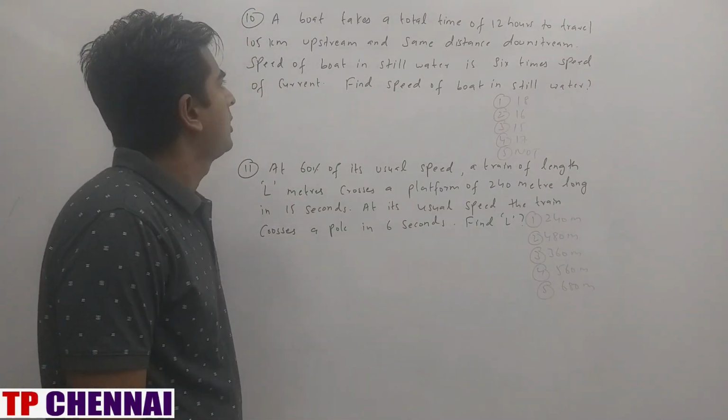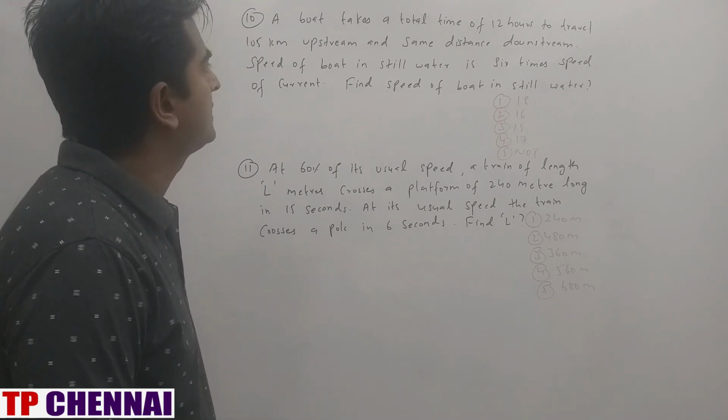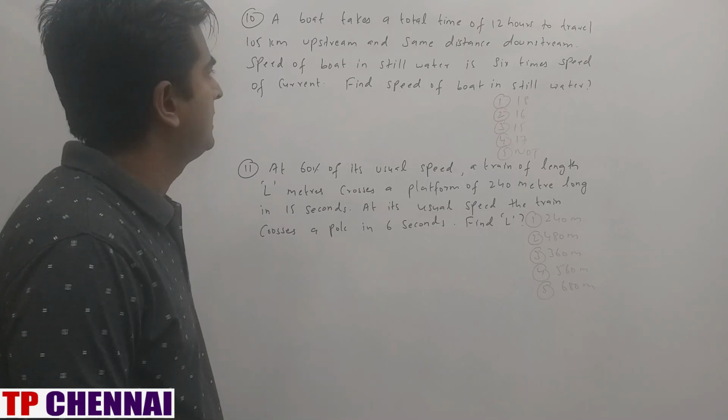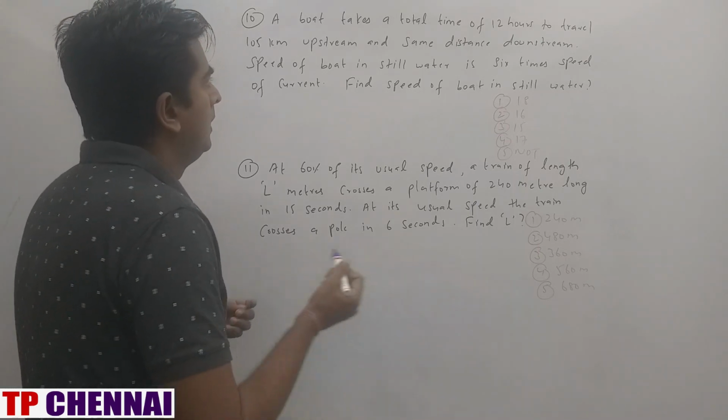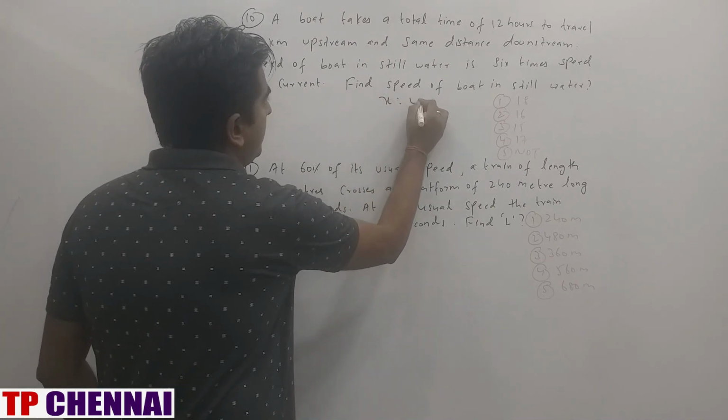A boat takes a total time of 12 hours to travel 105 km upstream and the same distance downstream. The speed of the boat in still water is 6 times the speed of the current. Find the speed of the boat in still water. So here the speed of the boat in still water is x and the speed of the current is y.